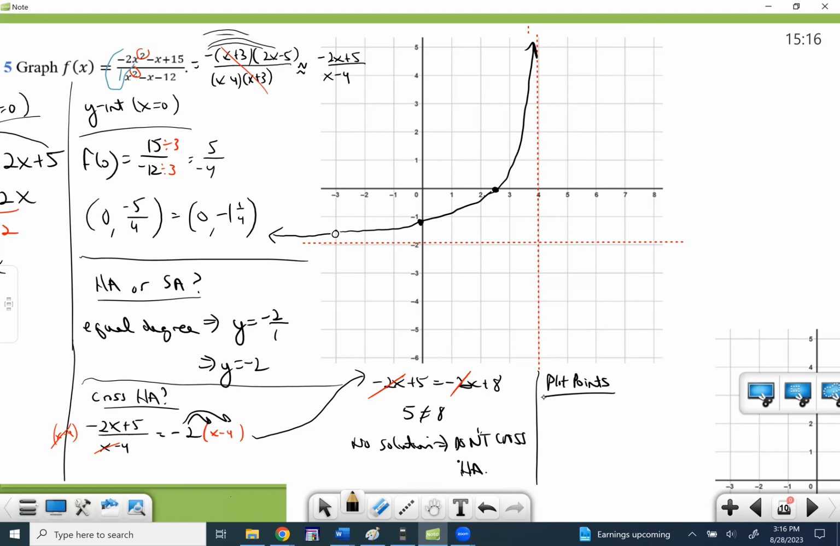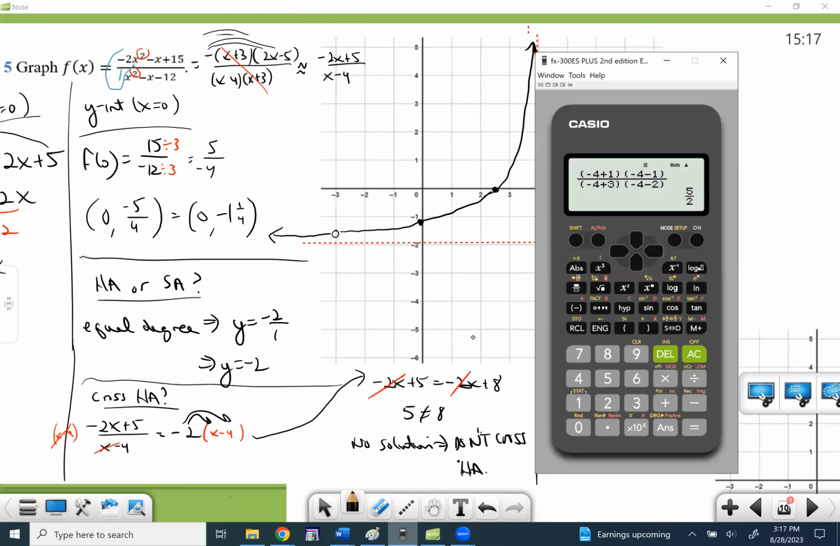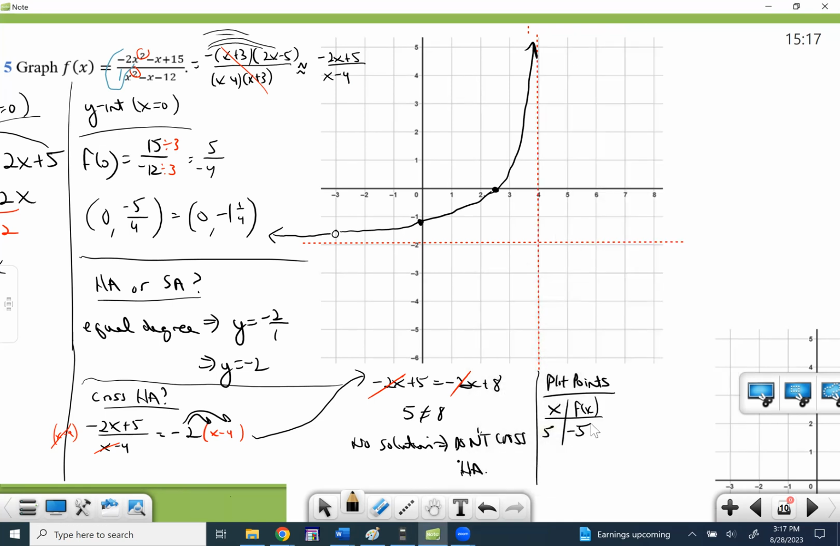Okay, so only one point that we have to substitute in, it's 5. So we're going to substitute the point 5 into this simplified version right here. If we substitute 5 in, let's just use the calculator because we don't have any space. So it's going to be -2 times 5 plus 5, and then over 5 minus 4, which is just 1. We didn't even have to do the bottom. -5. Okay, so we get -5. So 5, -5 is right here.